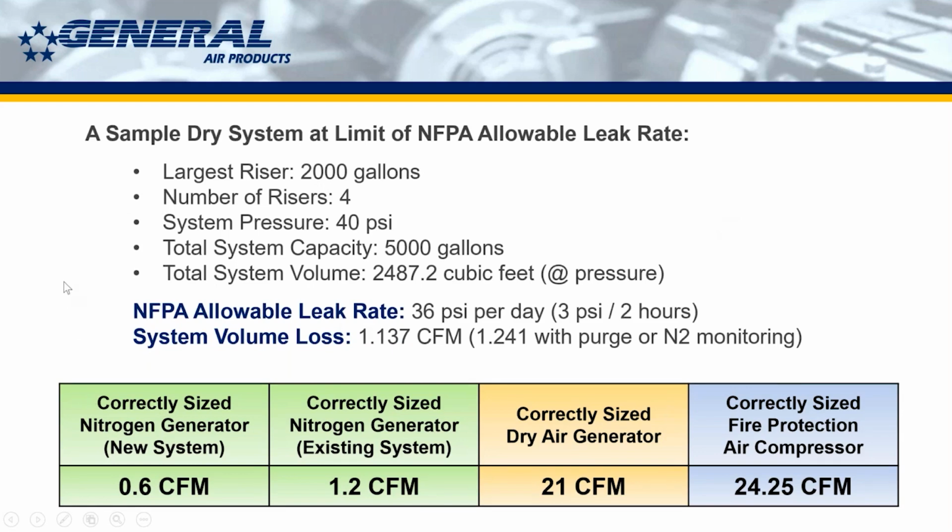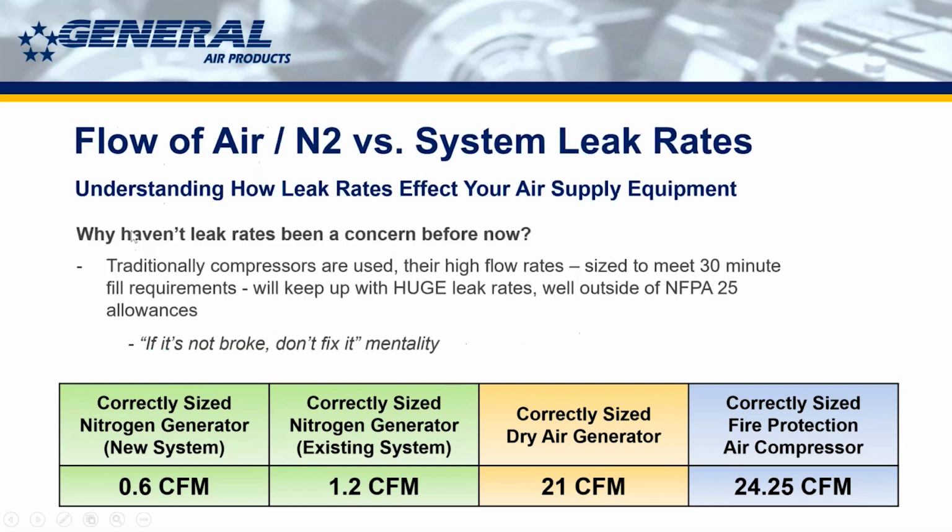So how do we combat that? The way to do it is by sizing for an existing system. Because if we take, again, the same scenario and we size for an existing system, we have 1.2 CFM. Now, granted, a 1.2 CFM nitrogen generator is twice the flow of the generator sized for a new system. But that said, it's also going to be roughly twice the cost. So that's something to keep in mind.